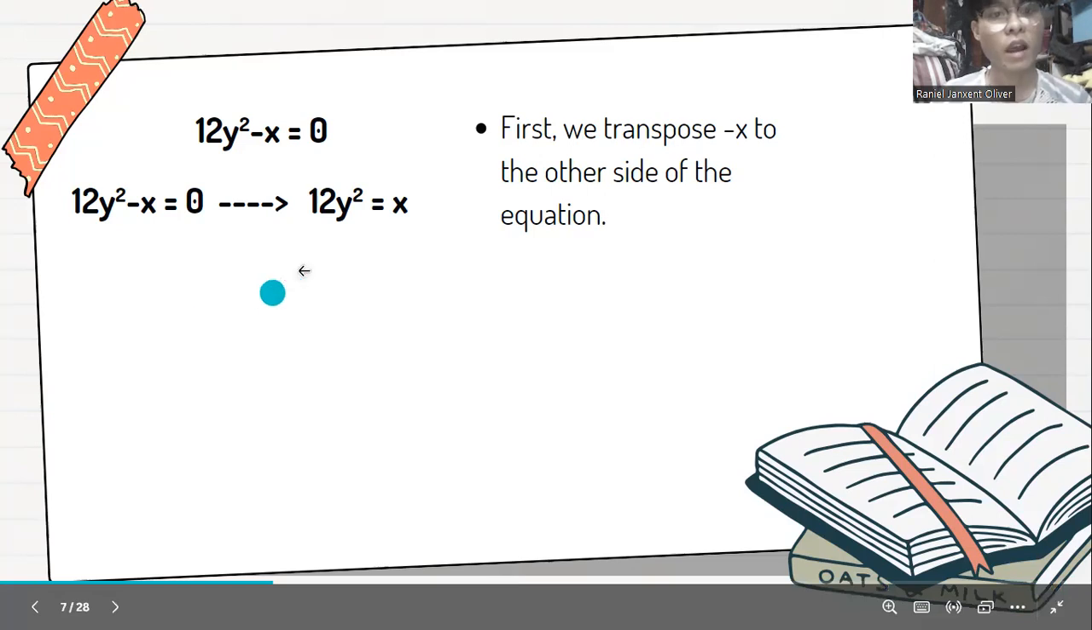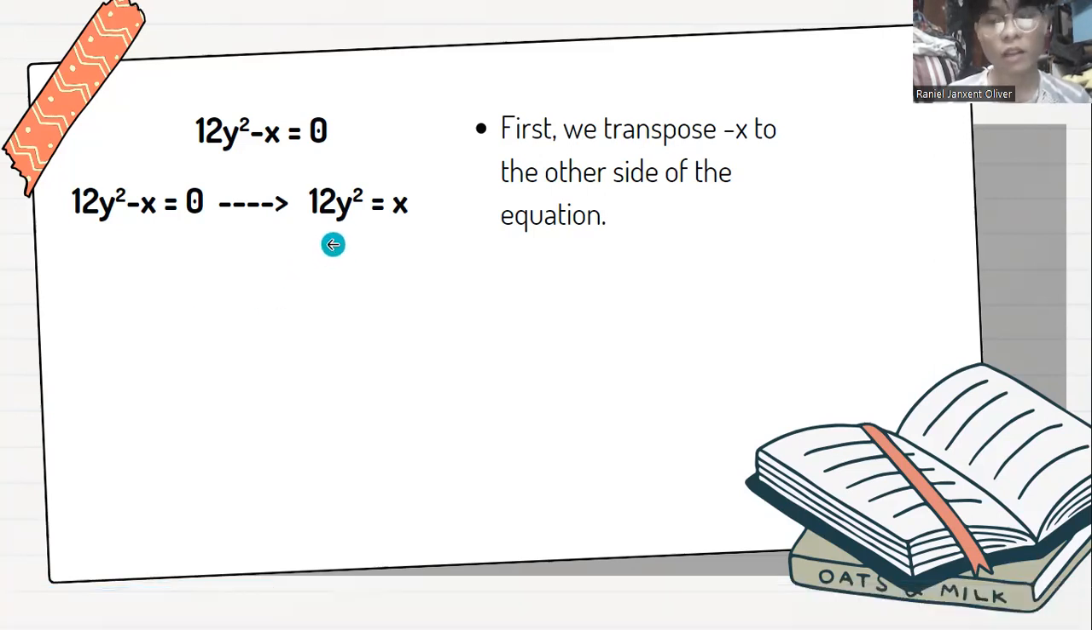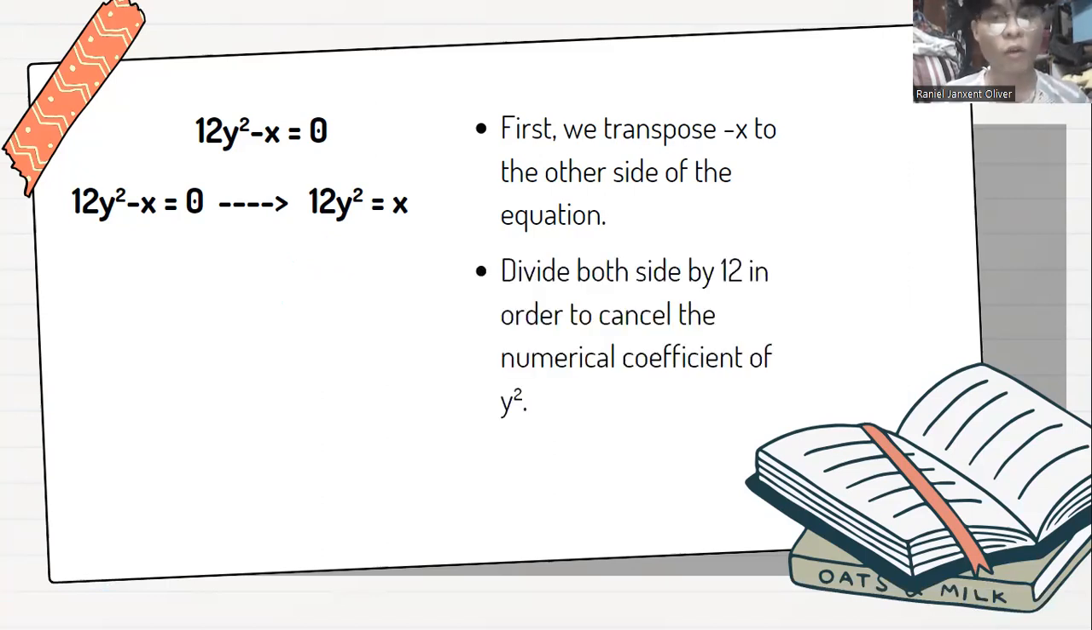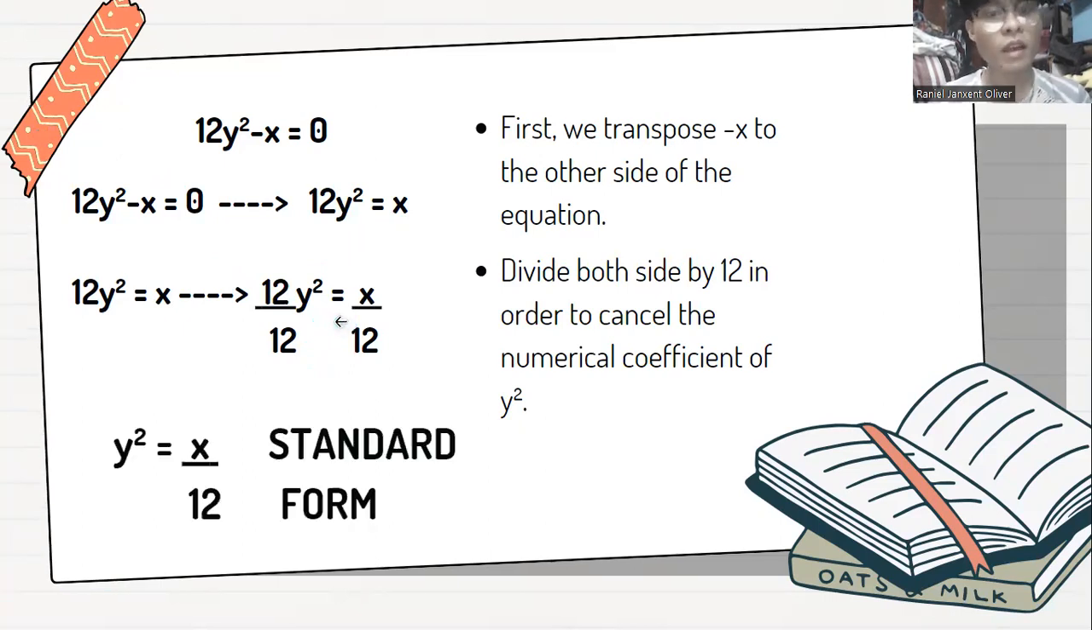But we have here a numerical coefficient of y squared, and we need to cancel it. In order to do so, we have to divide both sides by 12. Dividing 12y squared by 12, it will be cancelled. We are going to be left with y squared equals x over 12. Since it cannot be simplified further, we can conclude that the standard formula of 12y squared minus x equals 0 is y squared equals x over 12.